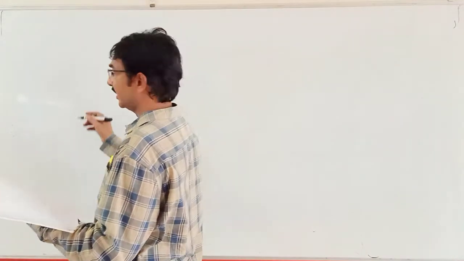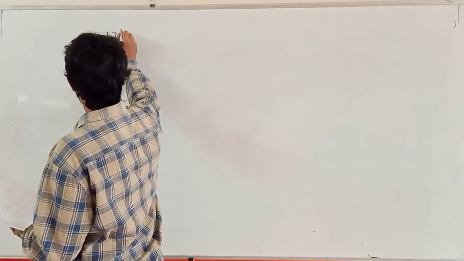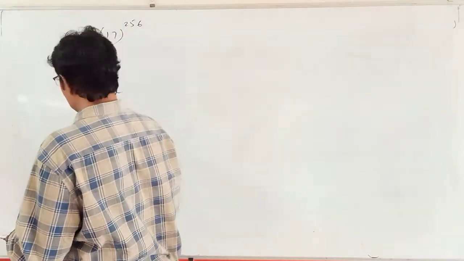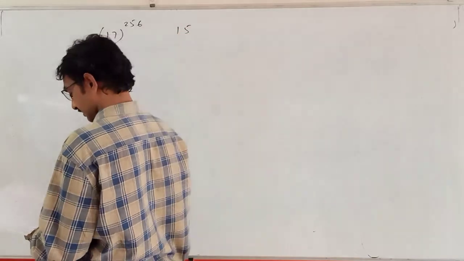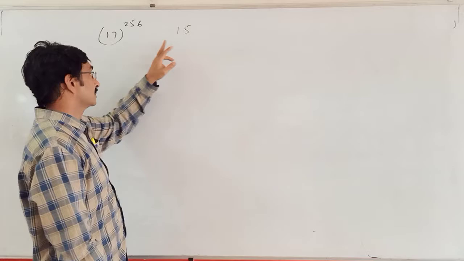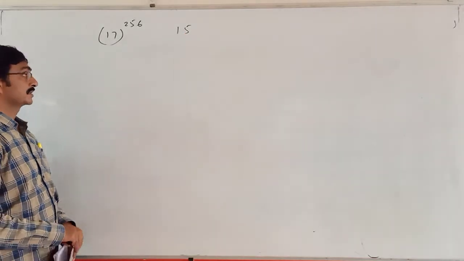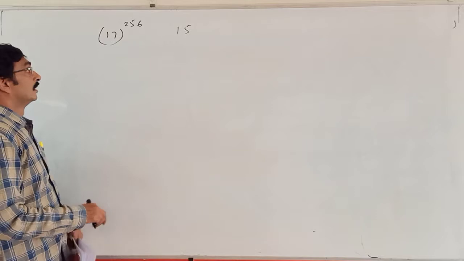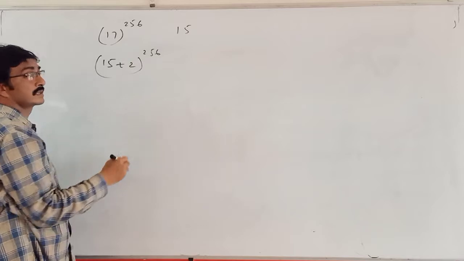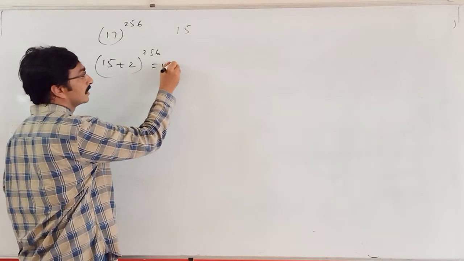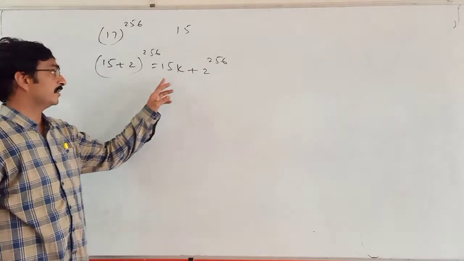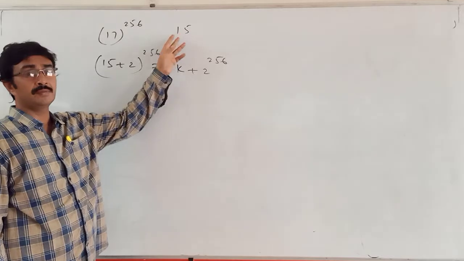Problem. Remainder of 17 to the power 256 when divided by 15. Okay, 17 or 15. So 17 can be expressed as 15 plus 2. So this is nothing but 15 plus 2 whole power 256. So from the above formula, this is equal to 15k plus 2 power 256. So the remainder of this number 15k when divided by 15 is 0.